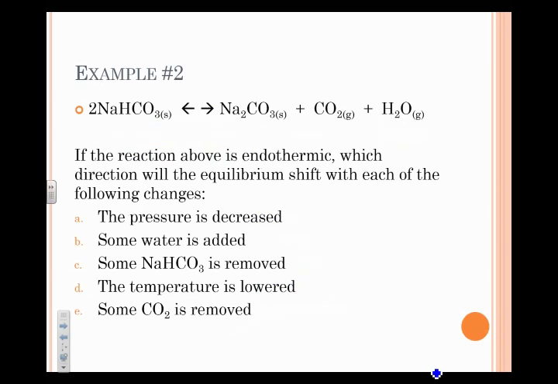Let's look at another example. In this case, I have some NaHCO3 reacting, well, really decomposing here to make sodium carbonate, carbon dioxide, and water. I see some solids here in my reaction, which tell me these are not going to be impacted by changes to the system at equilibrium. And it says the reaction above is endothermic, and that tells me that heat is a reactant.